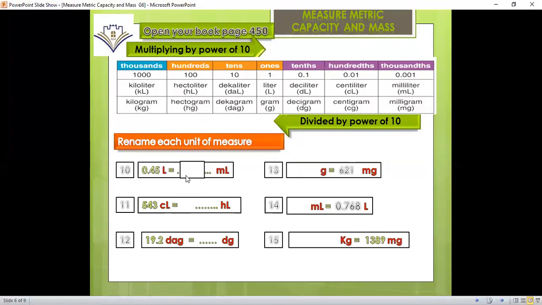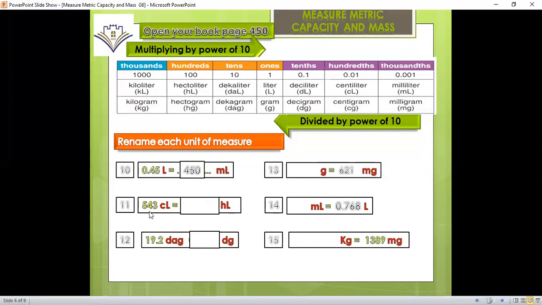Okay, now is it converted from what? Liter is more than. What is liter here? Liter here. What is milliliter here? Yes, from this way, multiply. Look, 10 and 10 and 10. Then 1,000. Multiply by 1,000 or divided? Multiply by 1,000. Yes, multiply by 1,000 here. Move the decimal point 1, 2, 3 to the right. There isn't any 0, so put 0. Then the answer is 450 milliliter.